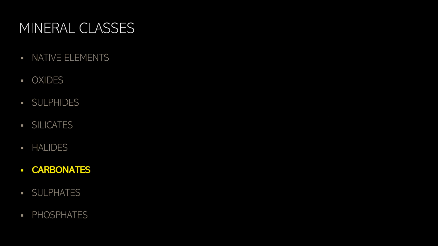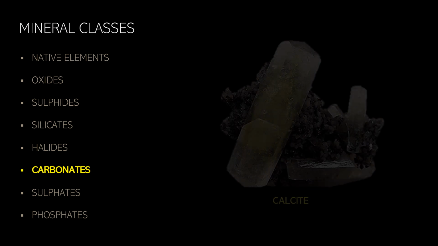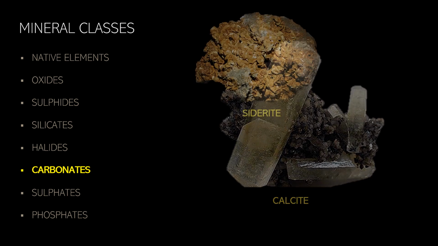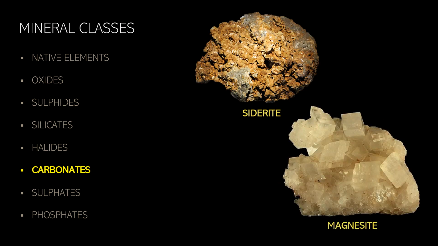Carbonates are minerals that contain the carbonate ion, CO3²⁻. Calcite is a calcium carbonate and in its clear form exhibits the characteristic of double refraction. Siderite is an iron carbonate, and magnesite is a principal source of magnesium.